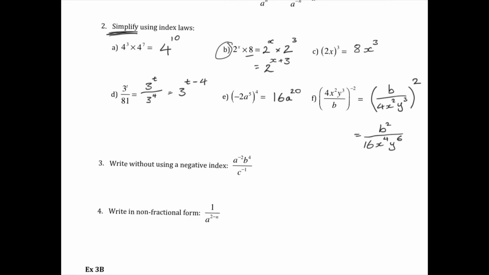Question 3. Girls, I want this rewritten without any negative indices. So you maybe look up, what do the negative indices do if we're at the top? What does it do? And what does it do if we're at the bottom? Take a moment. Just tell me what I should do with the A part.